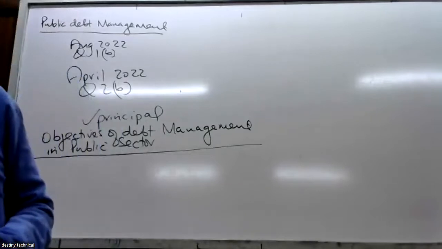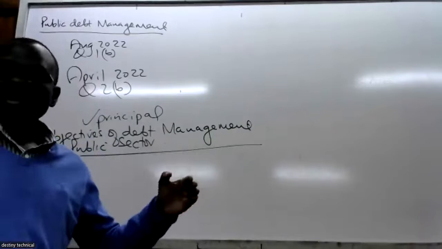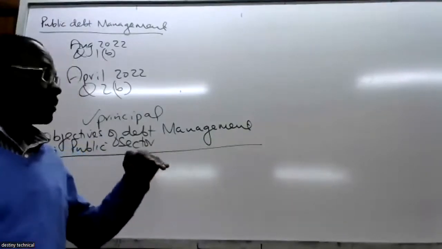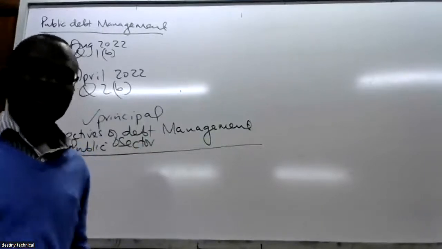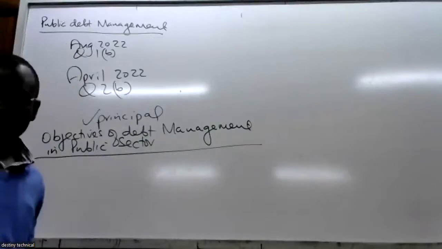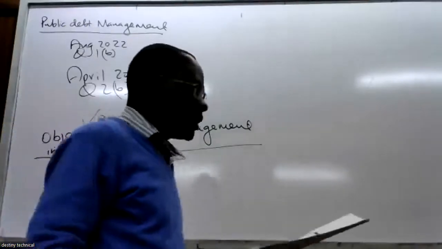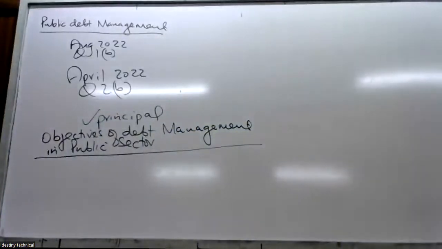So debt must be managed. It's important that debt must be managed to ensure that the risk of debt is kept low, to ensure the cost of debt is kept as minimum as possible, and to ensure the government can access borrowing whenever they require. So those are objectives of debt management in the public sector.